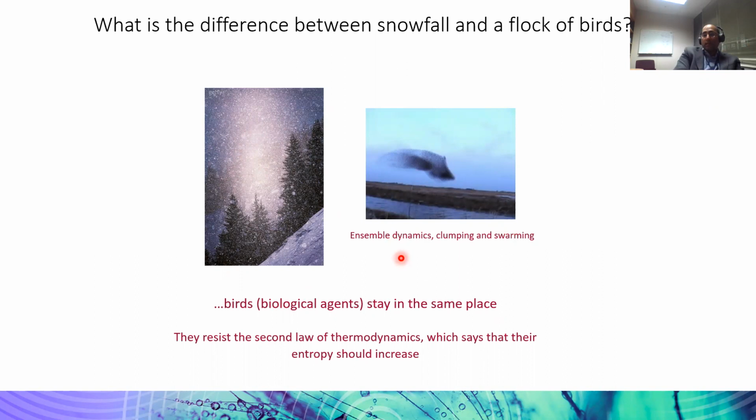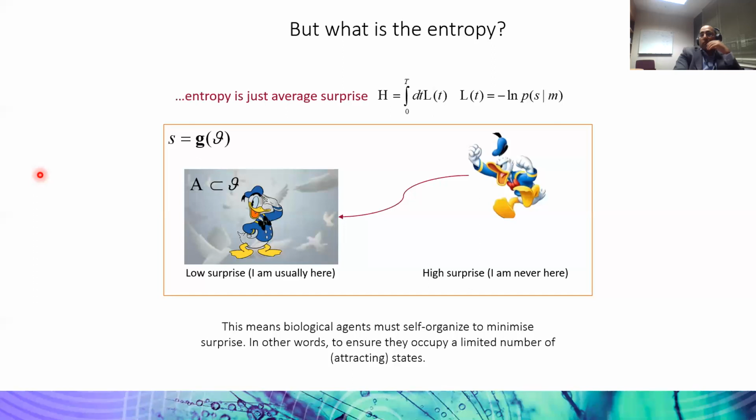Yeah, so this is basically nothing but the second law of thermodynamics, which says that a thing exists by minimizing surprise. In terms of the second law of thermodynamics, they increase the entropy. But what is entropy? Basically, entropy is just nothing but average surprise, as I'm showing here. So this means that biological systems or biological agents must self-organize themselves to minimize surprise, or in other words, they ensure they occupy a limited number of attracting states.